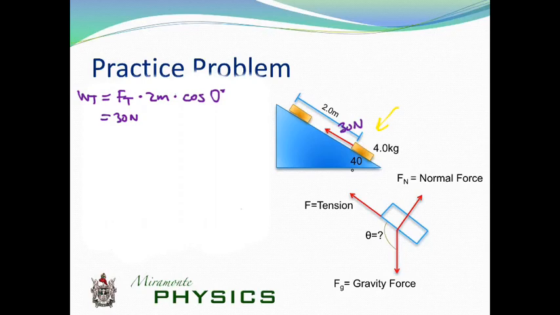The displacement is in the same direction as the force, so that angle is 0 degrees, and we just solve and get 30 times 2 times 1, which gives us 60 joules. A newton meter is a joule. All right, next we're going to find the work done by gravity.